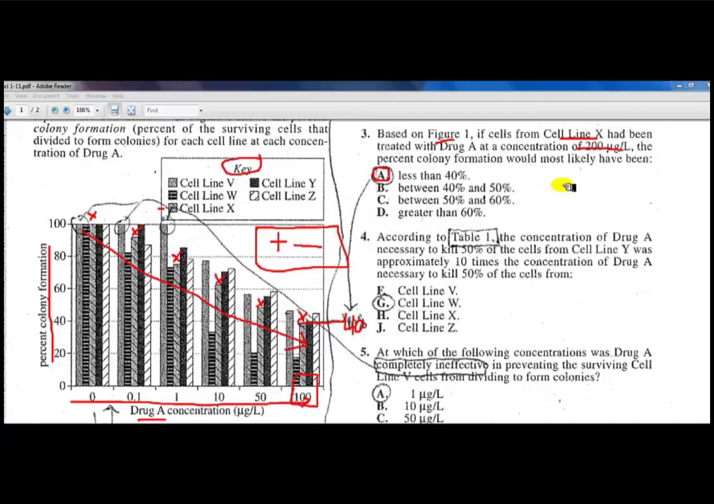Remember, all science is about is looking for relationships. What happens when we do this? If we do this and we see that continually, if we do that, will the trend continue? Answer choice B is incorrect because it says 40 to 50. If we were to go 40 to 50, that trend would come up. Just like answer choice C, 50 to 60, and greater than 60. That's not the trend we see. We see the trend going down.